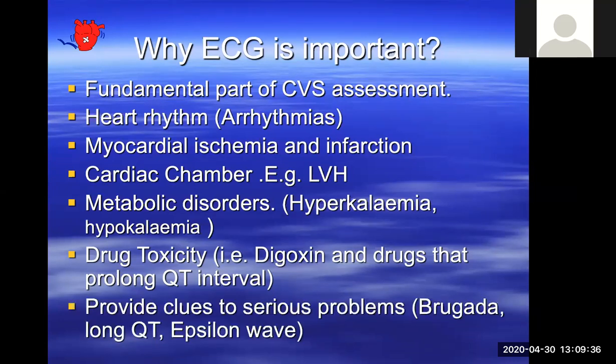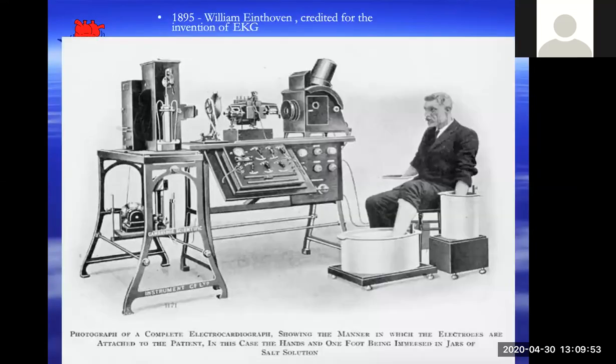There can also be clues about other cases. If somebody has a family history of sudden death and you do an ECG, it can leave you clues like Brugada or long QT, which could be congenital, or other markers that give you a clue about the diagnosis just by doing the ECG.